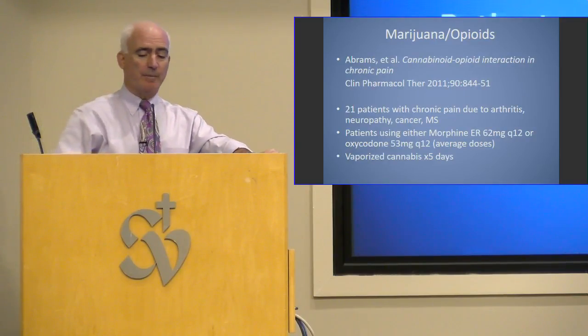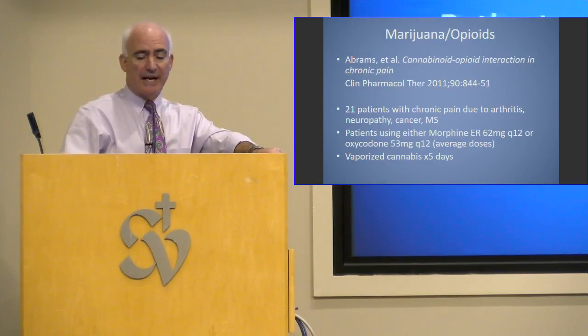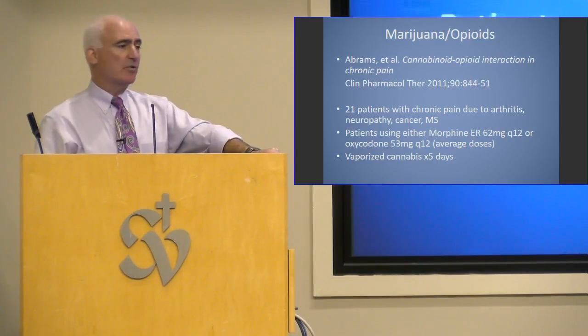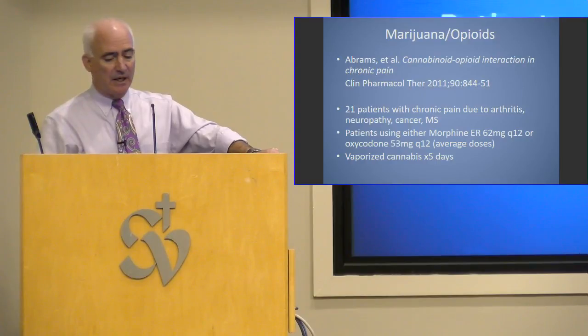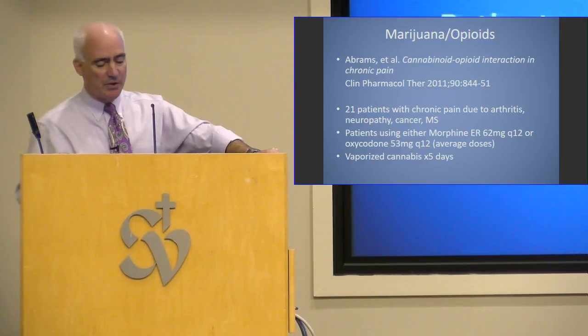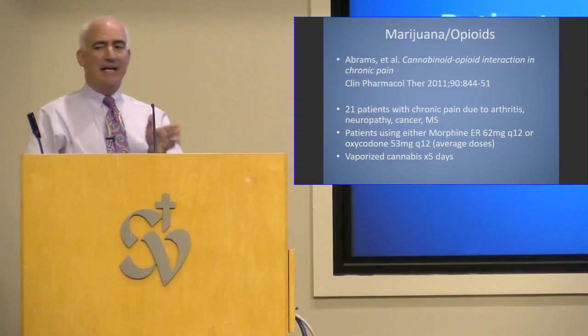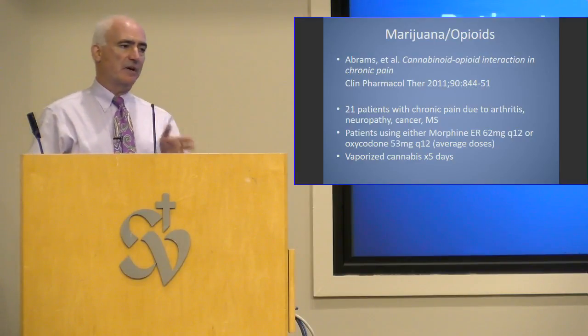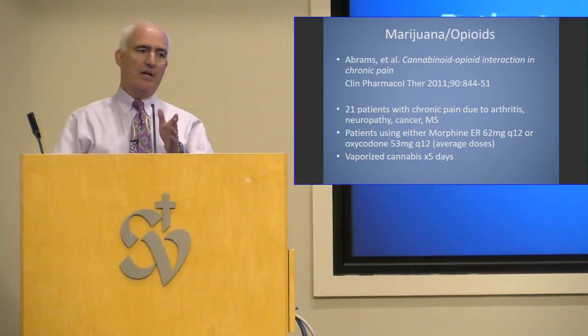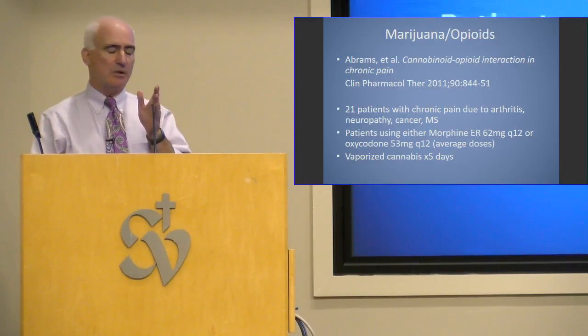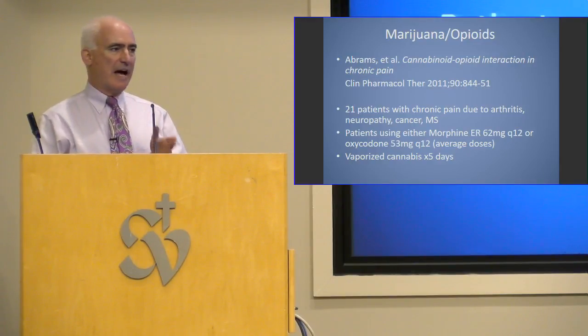Let's look at some literature. Abrams et al. looked at cannabinoid-opioid interaction in chronic pain. This is Clinical Pharmacology and Therapeutics in 2011. Again, the N numbers of these studies are very, very small because to study marijuana in the United States is incredibly difficult. You have to get it from the government.